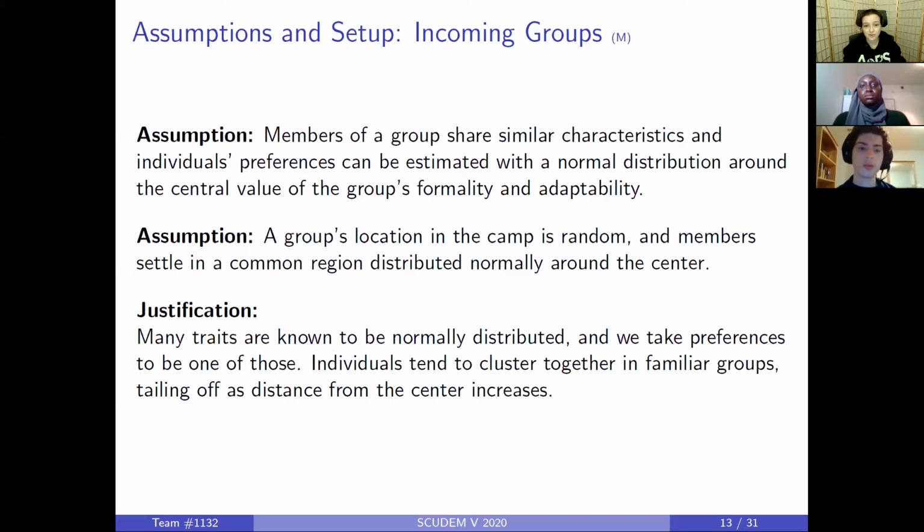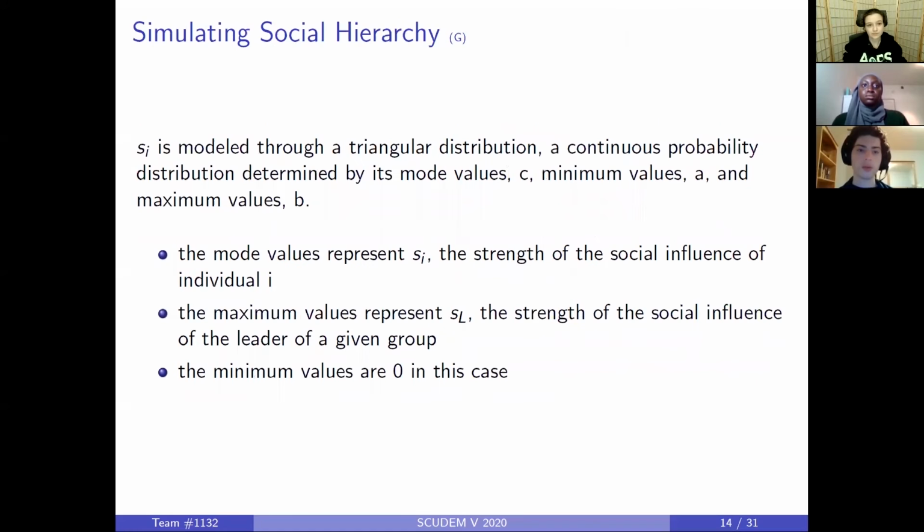So we needed to make some assumptions for this, which included that the members of a group share similar characteristics since they're coming from a common background, and the individual's preferences can be estimated with that normal distribution around the group's central value. And we also said that it's fine to assume that the group's location in the camp is random and that the members will choose to cluster together near that location. We simulated the social hierarchy within the groups using a triangular distribution, which is determined by the mode values, minimum values, and maximum values.